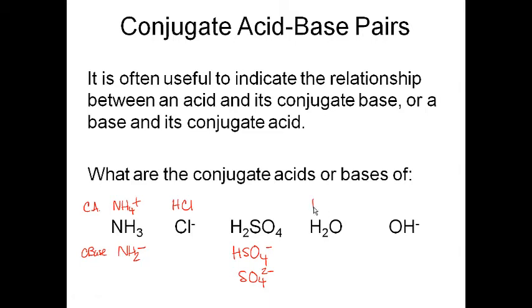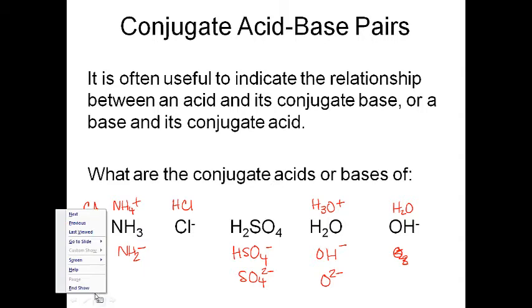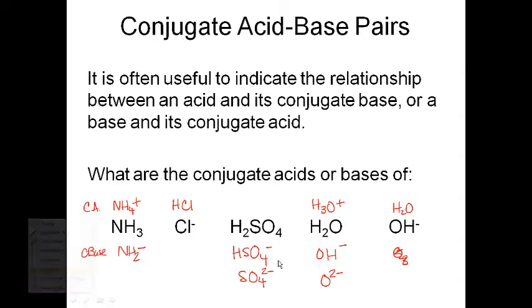Water, the conjugate acid of the base water would be H3O plus. Its conjugate base would be hydroxide. What's the conjugate base of hydroxide? An oxide ion. And hydroxide, its conjugate acid would be water, and its conjugate base would be oxide.